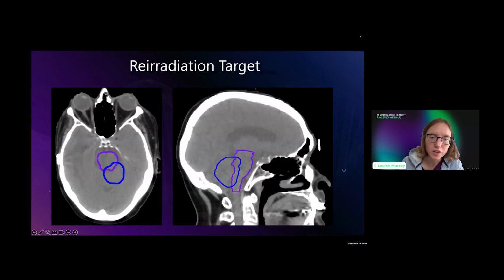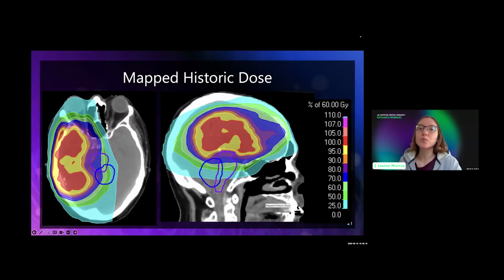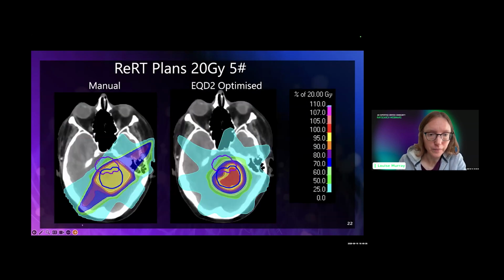So this is my reirradiation target. You can see it overlaps with the brainstem. You can see that in both planes. And this is what I wasn't able to get at the time. So this is my reirradiation target in relation to the previous treatment plan. And you can see that my reirradiation target dips into the 80% isodose, and there's some 80% dipping in the region of the brainstem as well. So it was a valid question that I asked at the time, I think.